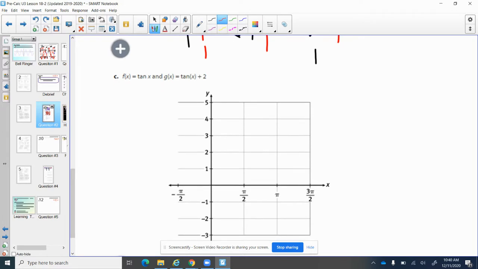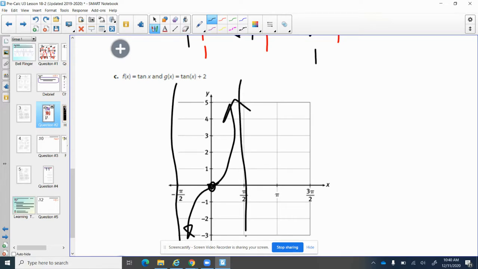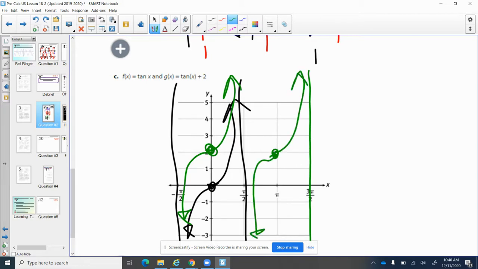And then finally, tangent plus 2. Tangent normally is just here, following along these vertical asymptotes. But if we're shifting it up 2, it's now just up 2 units. The vertical asymptotes aren't changing at all, just shifting everything up 2 units. So there's our tangent graph.